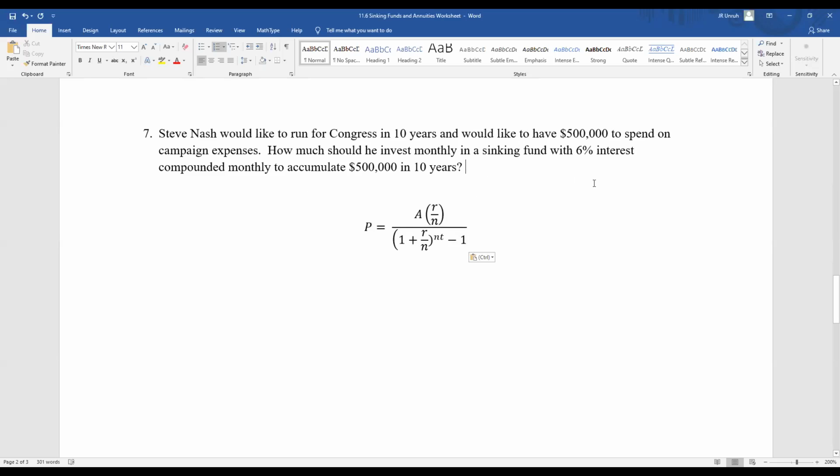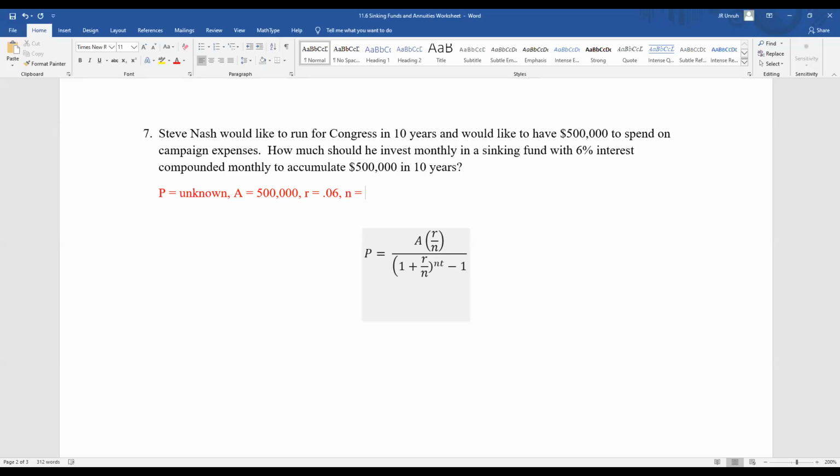What I want to do first, and let's put this in red, P is equal to, that's our unknown. A is the accumulated value. That's going to be equal to the 500,000. Our rate is 0.06. And our N will be equal to, if it is compounded monthly, 12 months in a year, and T is 10 years. Okay, so T is simply 10. Plug those numbers into this formula and let's see what we get.